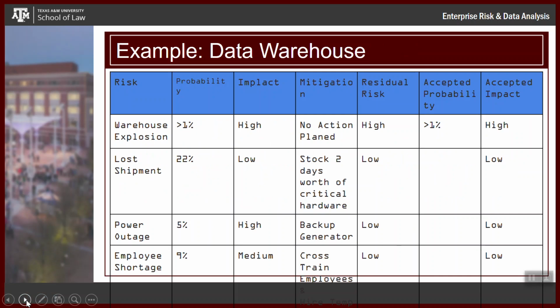Here's an example. You've got a risk: warehouse could explode, you could lose a shipment, you could have a power outage, you could have an employee shortage, and the like. You have a probability assigned to each of these. Maybe it's a very small probability that the warehouse is going to explode. That says greater than 1%. I think it's supposed to say less than 1%. But you could have an impact. It's a black swan event. Less than 1%, but oh my gosh, if the warehouse explodes, we're out of business.